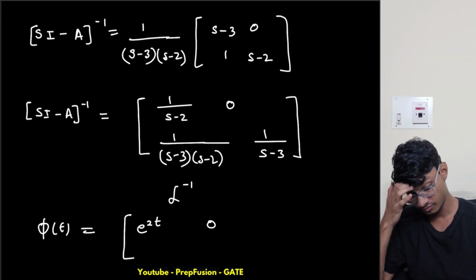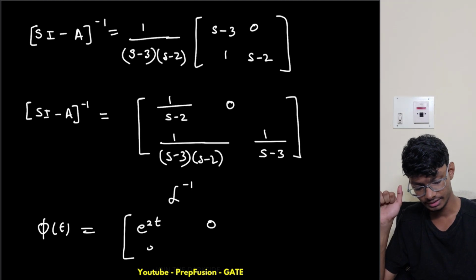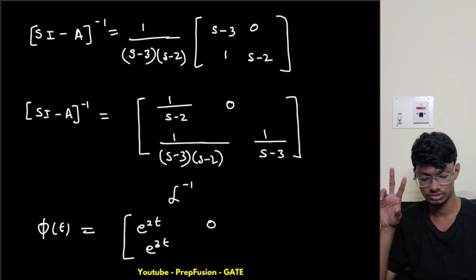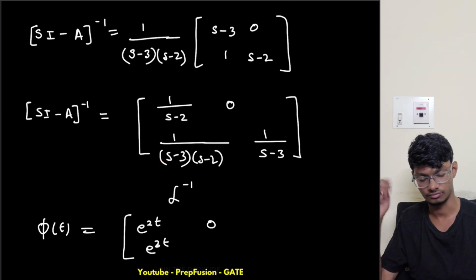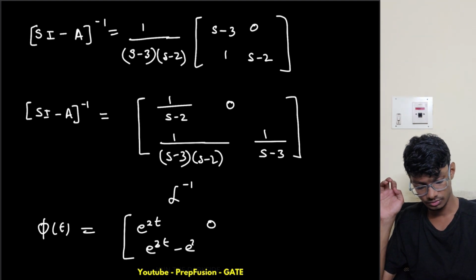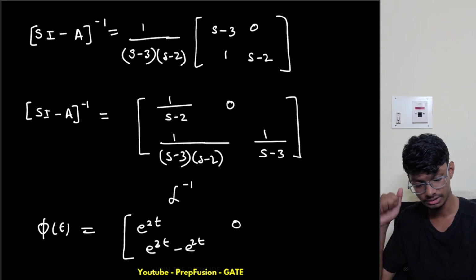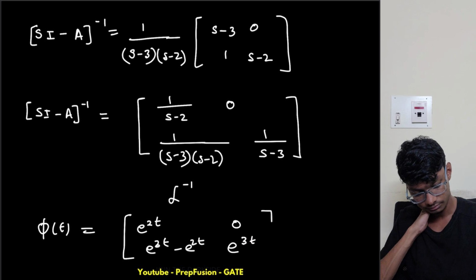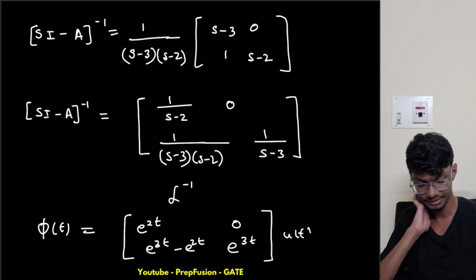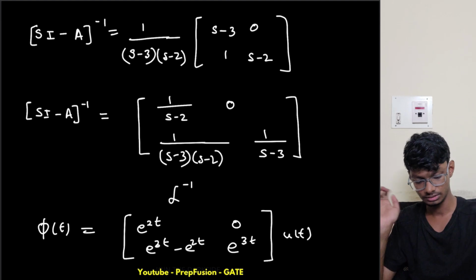So you put s equals 3. If you put that, you get e raised to power 3t, because here I put 3, so 3 minus 2 is 1, so 1 by 1 into 1 by s minus 3, so this is e raised to power 3t. Now I put s equals 2, so this is 2 minus 3, minus 1, so minus e raised to power 2t. So this is simply 0 here, and this is simply e raised to power 3t, multiplied by u of t, as this is a unilateral signal.